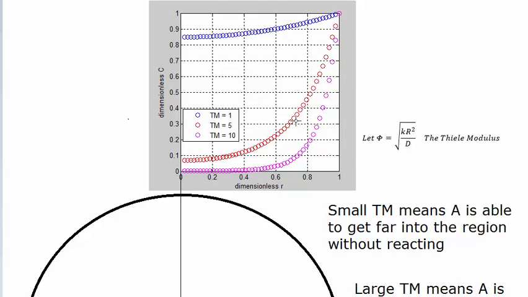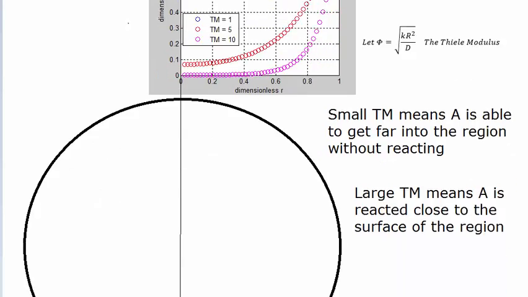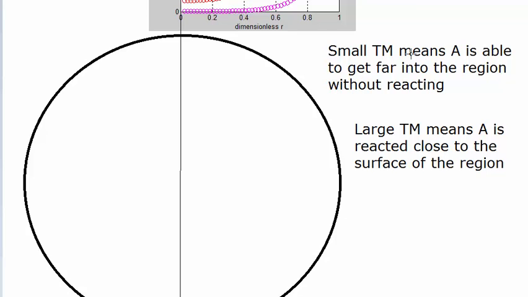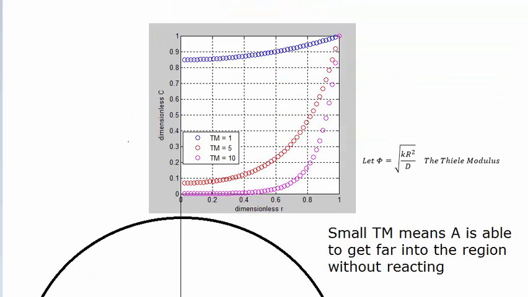So remember, these are dimensionless variables. Remember also that we're looking at the concentration of A. So if the concentration of A is high at the surface, and as you get further and further in our spherical region it drops, that means the A is being consumed by the B that is present there as that reaction happens. So in turn, what it means is that when your Thiele modulus is small, A is able to get decently far into the region without reacting. That's what you see up here.